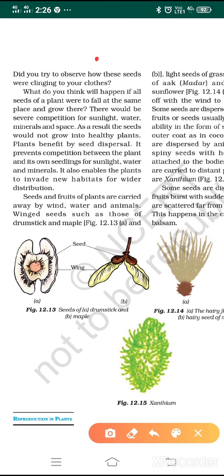Winged seeds, such as those of drumstick and maple. There are some seeds which have a wing, such as the drumstick. Here you can look at diagrams 12.13a and 12.13b. These are examples of the seeds of drumstick and maple.